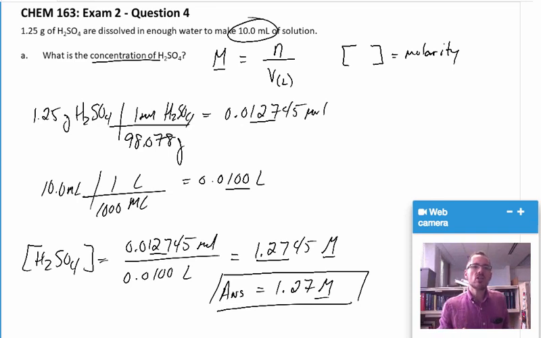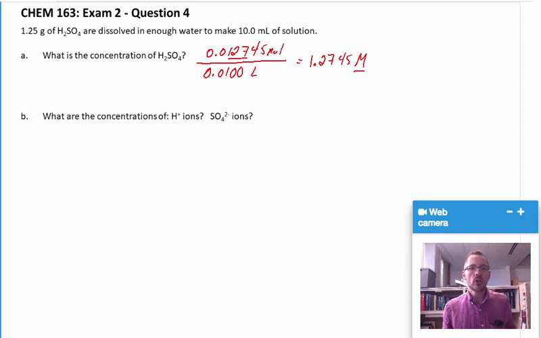Now, this is information about sulfuric acid, but sulfuric acid is considered to be a strong acid, which means it fully deprotonates in water. So if you were to have a container of sulfuric acid, what you would actually have is a container of water with a lot of protons and a lot of the sulfate ions. So for the next part of our question, we want to look at the concentration of the individual components.